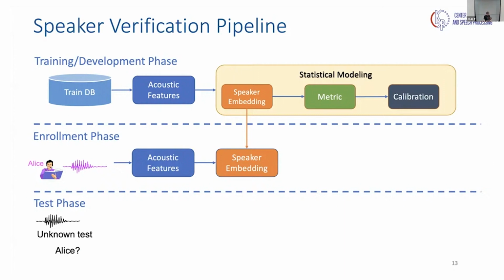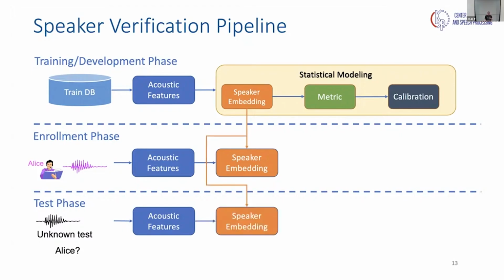And then finally, we have the test phase. We have an audio of a person that says, hello, I'm Alice. So we want to know if that's true or not. Again, we extract the acoustic features from this audio, we extract the speaker embedding, and then we compare both embeddings. This metric block will produce a number. If this number is high, that means that it's highly probable that both audios come from the same person. And if the number is low, that means that both audios are probably not from the same person.